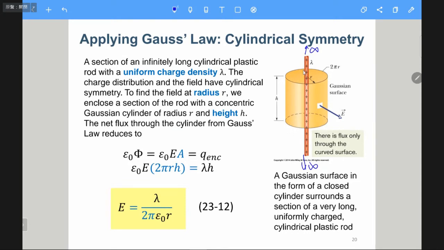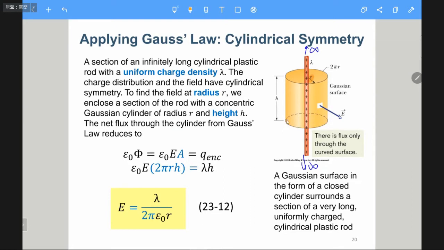And of course, the axis of this cylinder is parallel to this rod, and the center is actually on this rod. So here we apply Gauss law for this Gaussian surface. To find the field at radius r, we enclose a section of the rod with a concentric Gaussian cylinder of radius r and height h.